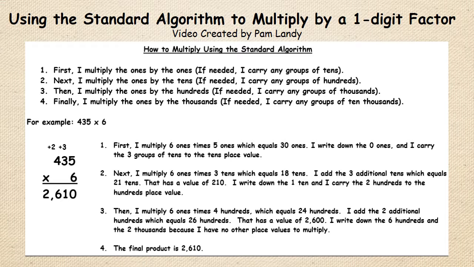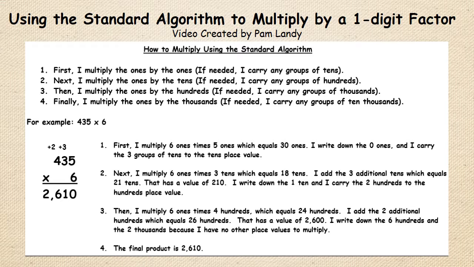So let's look at our helping chart first. Read the steps with me. Step 1. First, I multiply the ones by the ones. If needed, I carry any groups of tens. Step 2. Next, I multiply the ones by the tens. If needed, I carry any groups of hundreds.